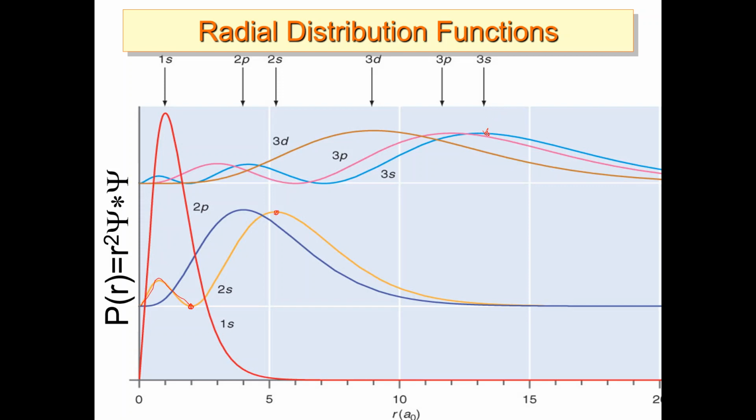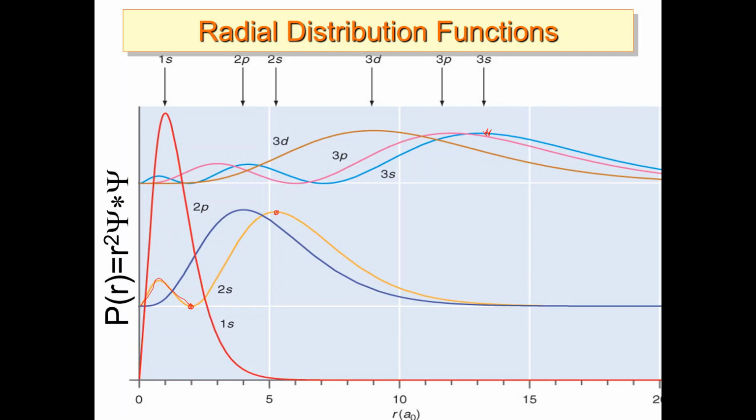So how many nodes does the 3s have? If you think about the 3s, you just back up to count the nodes in the radial distribution function. If 3s is the third s orbital, the first s orbital has 0 nodes. The second s orbital has 1 node. The third s orbital has 2 nodes. So the 4s orbital has 3 nodes. The 5s orbital has 4 nodes. And so these nodes are radial nodes.